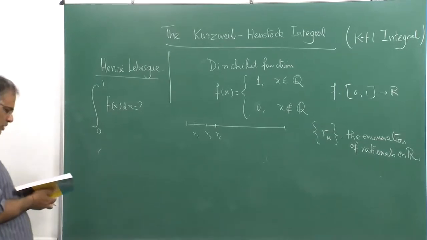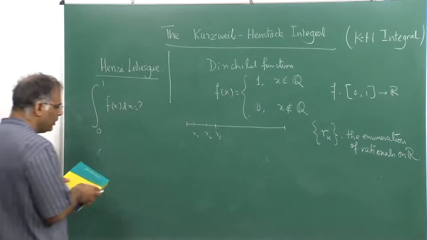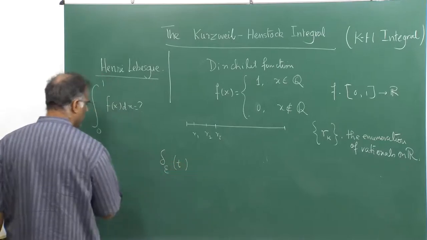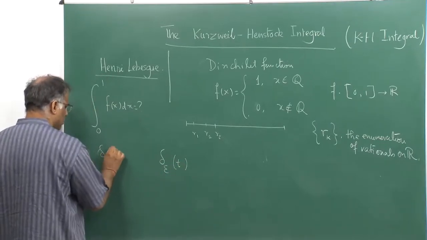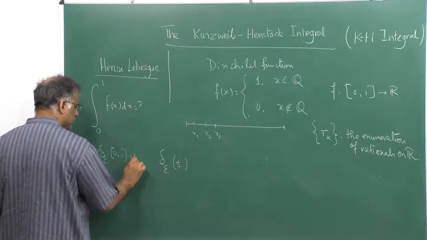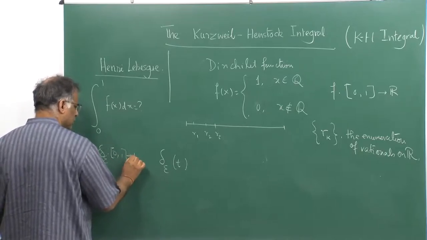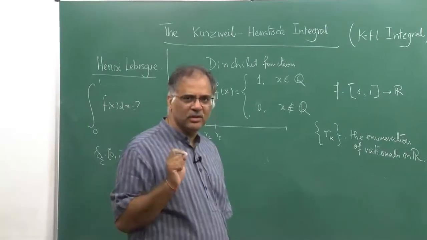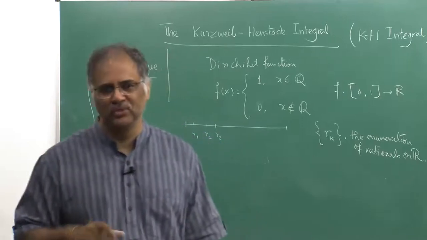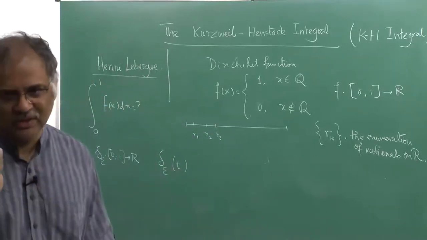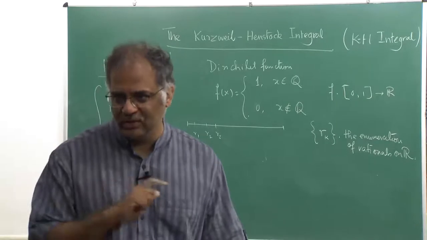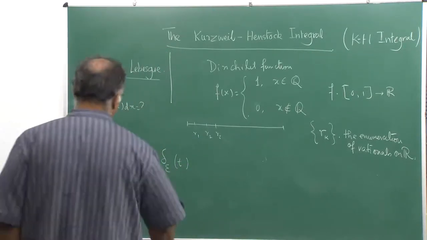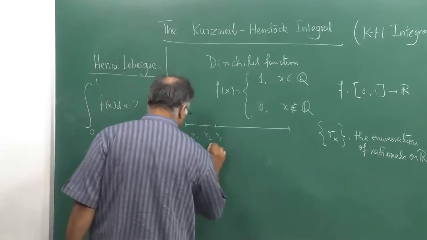So, you know that this is not Riemann integrable. So, now you define a gauge functional on [0, 1] to R in this way. See, whenever you tag an irrational, the functional value would be 0. So, that interval is useless. Whether you control it or you do not control it is of no meaning. Only the rational one has to be controlled. So, you define this as the following.